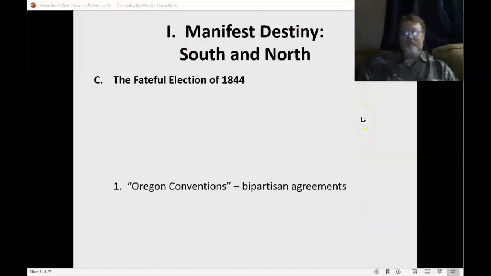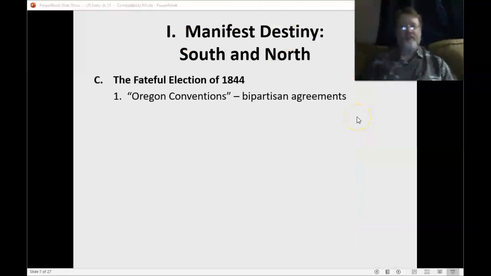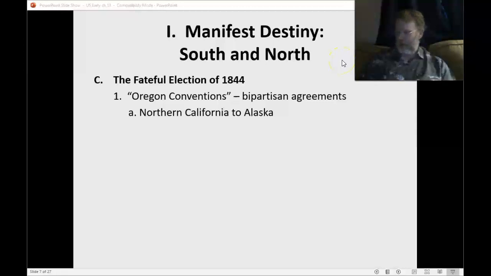All right, let's go on further into Manifest Destiny and the election of 1844. The presidential election of 1844 significantly altered our policy in the West. This is how. Many people in the South wanted Texas annexed. Now, why did the people in the South want Texas? It was for slave expansion. It was to expand slavery. That's why they wanted Texas.